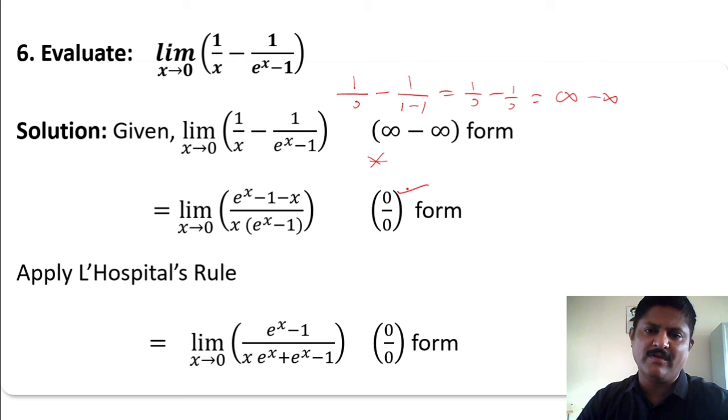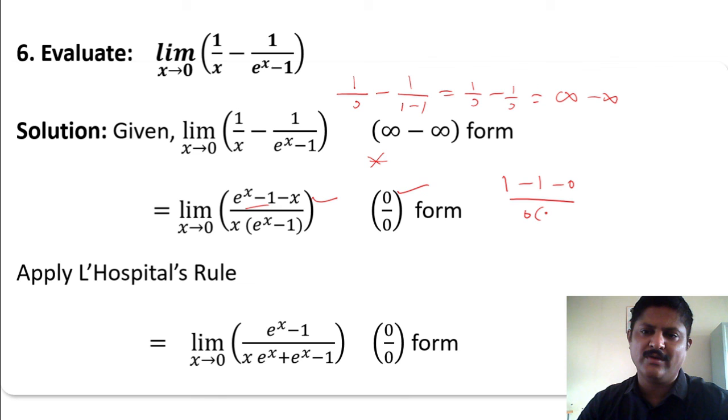Next, which is equal to limit of x tends to 0, take x into e power x minus 1 as LCM, which becomes e power x minus 1 minus x divided by x into e power x minus 1. Put x equals to 0, we get 1 minus 1 minus 0 divided by 0 into 1 minus 1, again which is 0 by 0 form.